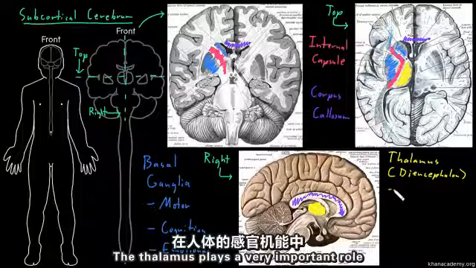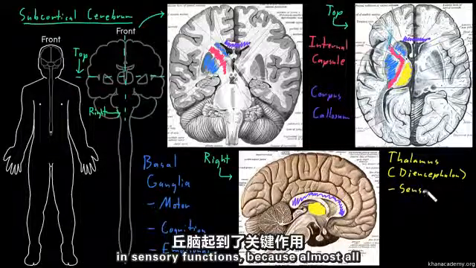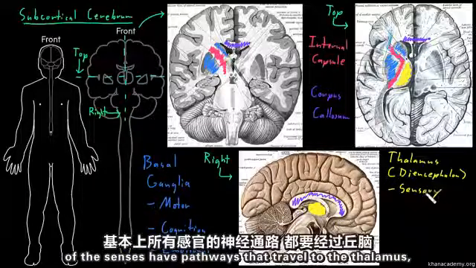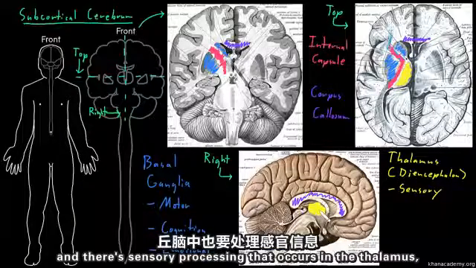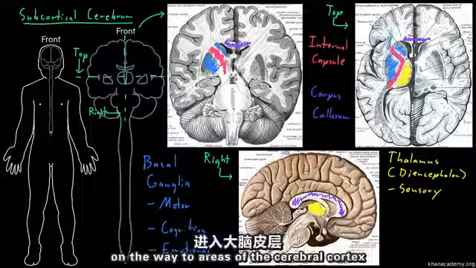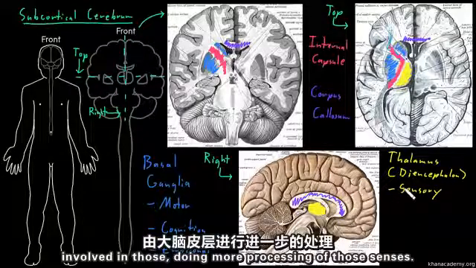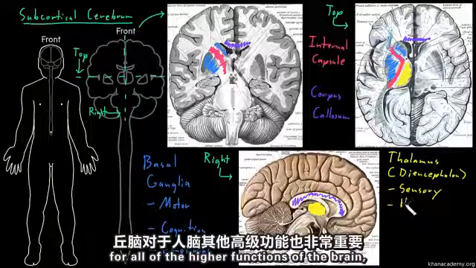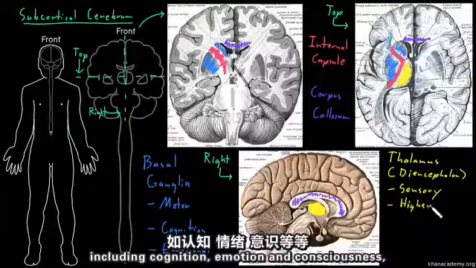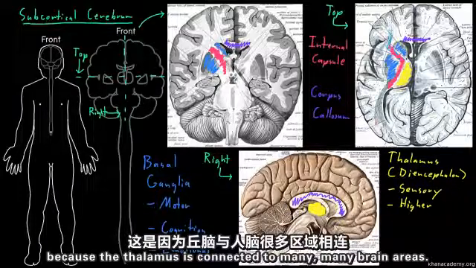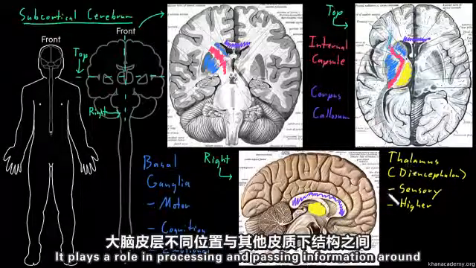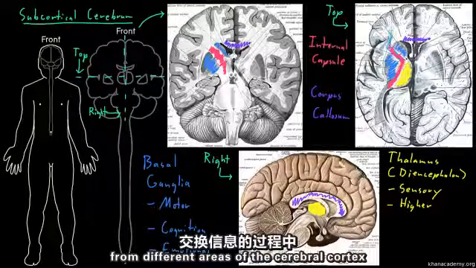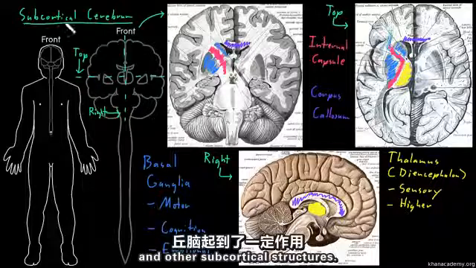The thalamus plays a very important role in sensory functions because almost all of the senses have pathways that travel to the thalamus, and there's sensory processing that occurs in the thalamus, and then they pass through the thalamus on the way to areas of the cerebral cortex doing more processing of those senses. But the thalamus is also very important for all of the higher functions of the brain, including cognition, emotion, and consciousness, because the thalamus is connected to many, many brain areas, and it plays a role in processing and passing information around from different areas of the cerebral cortex and other subcortical structures.